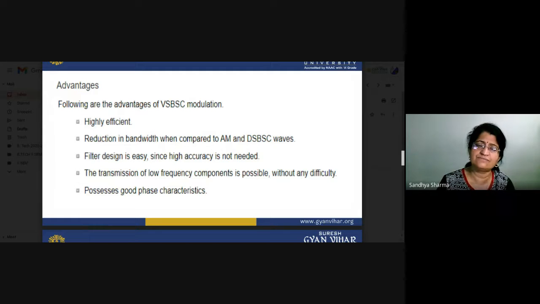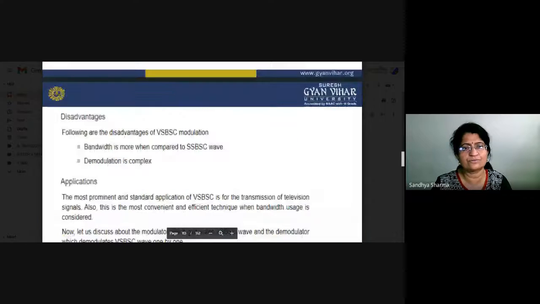Transmission of low frequency components is possible without any difficulty. As we have seen, the low frequency components are easily damaged, and we have to avoid that because noise easily affects the low frequency components. This problem is also solved because we are sending a copy of the lower frequency signals in the other section. VSB-SC possesses good phase characteristics also.